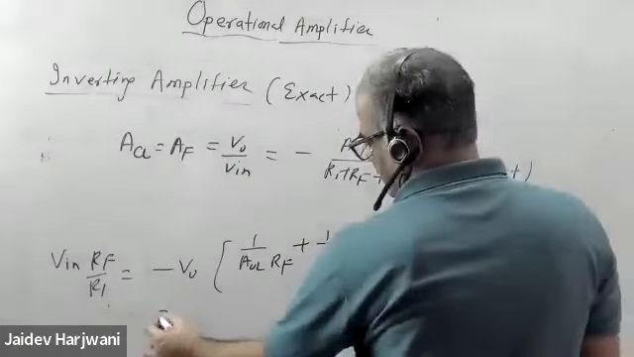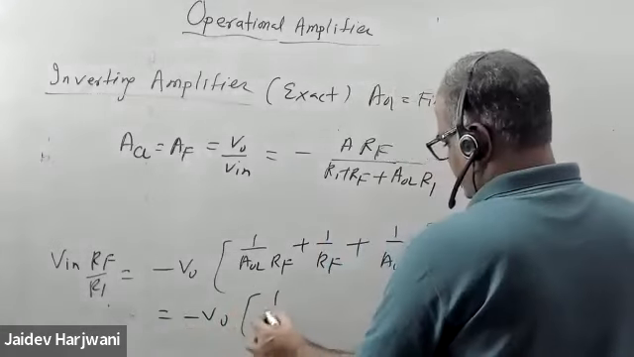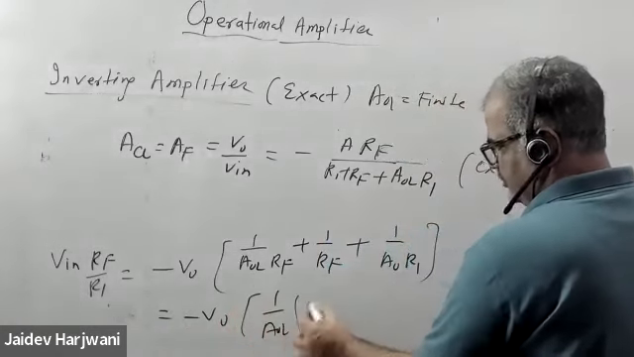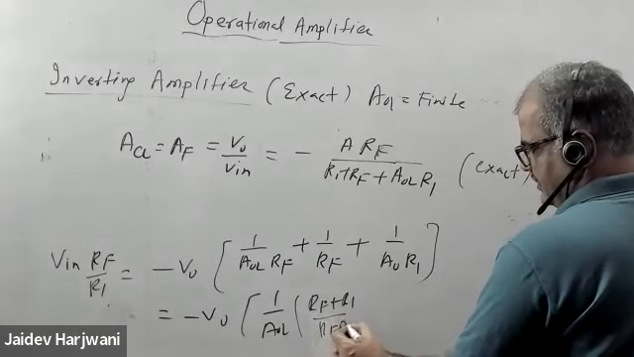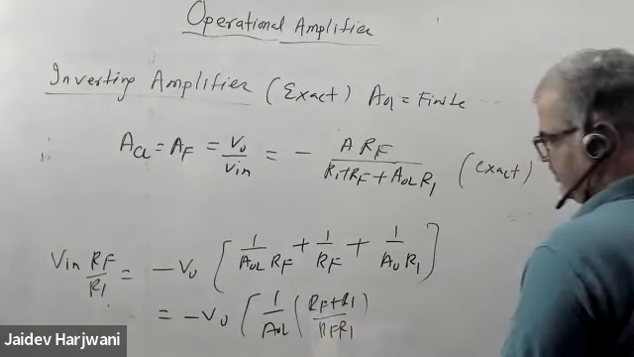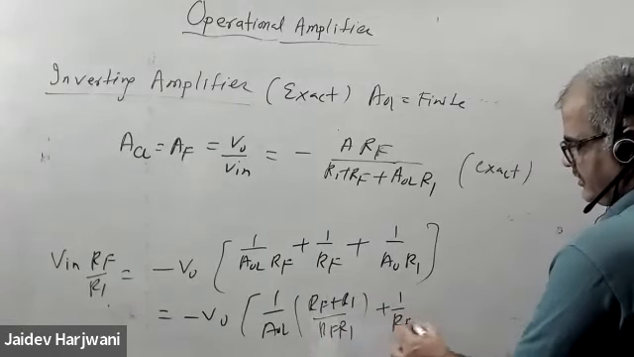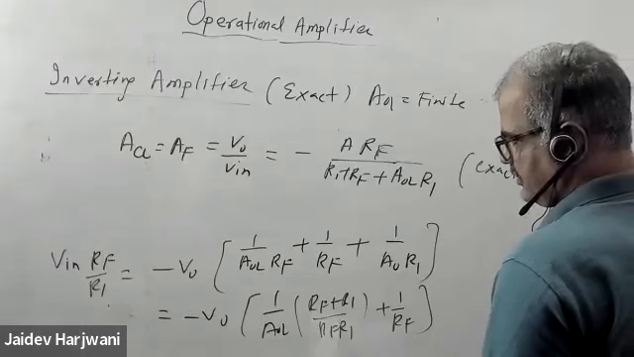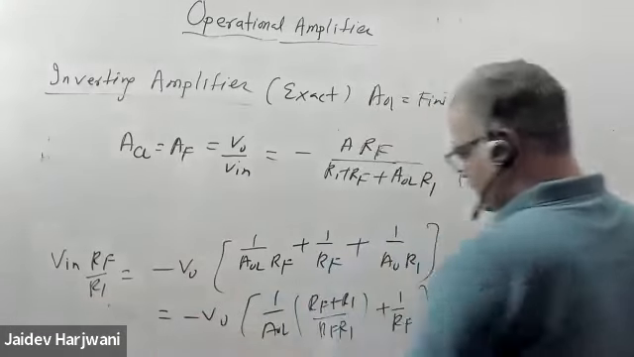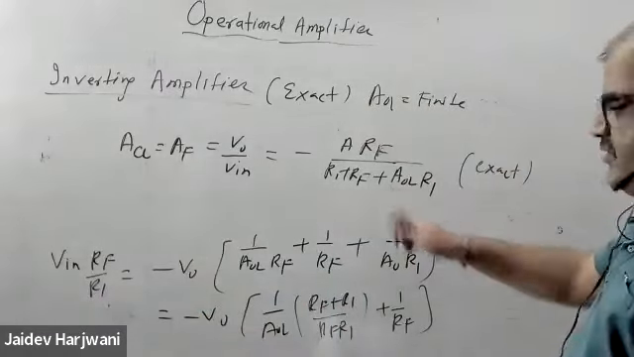So you can take minus V naught, and you can take one AOL common. So this becomes RF plus R1 upon RF plus R1, and one upon RF is already there. Now you can send this down. If you solve this, you can get this formula.